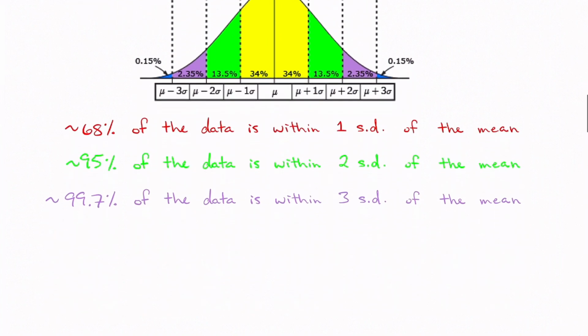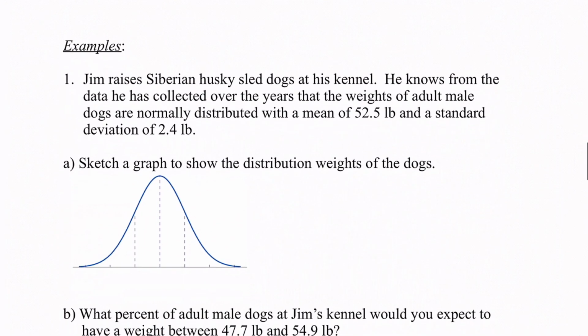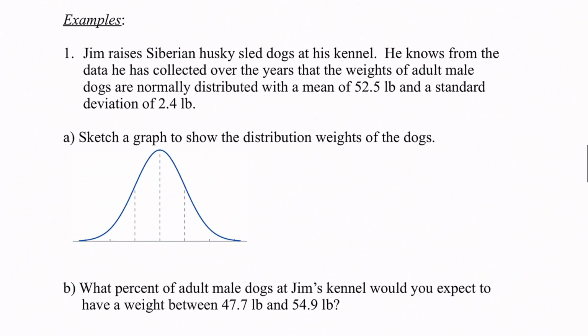So now that we've gone through all that, what we're going to look at next is our first example. It says, Jim raises Siberian Husky sled dogs at his kennel. He knows from the data he has collected over the years that the weights of the adult male dogs are normally distributed with a mean of 52.5 pounds and a standard deviation of 2.4 pounds. So part A, sketch a graph to show the distribution of weights of the dogs.